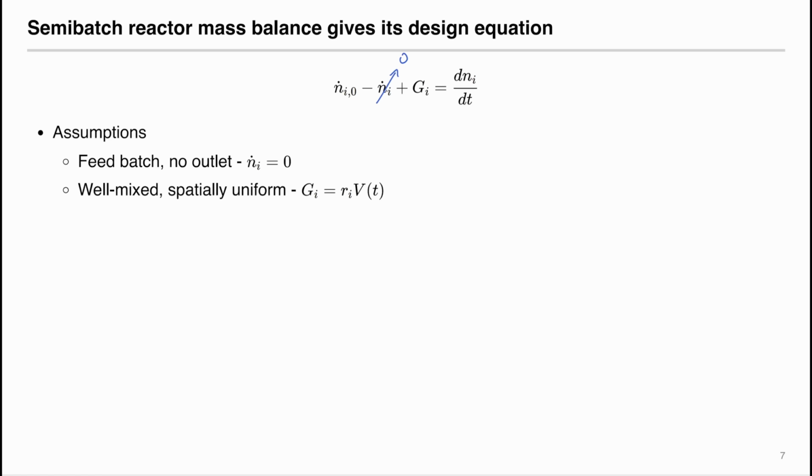However, this time, because we're feeding things into the reactor, the volume of the content is dependent on T. Therefore, if we write things out, we have the inlet plus rate of reaction times volume with respect to time, which is the generation term, is equal to the accumulation term. Solving for the rate of reaction, R of I, we get that it is equal to the accumulation minus the inlet divided by the volume with respect to time. This equation is the design equation for a fed batch reactor.